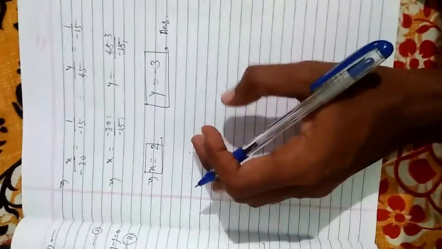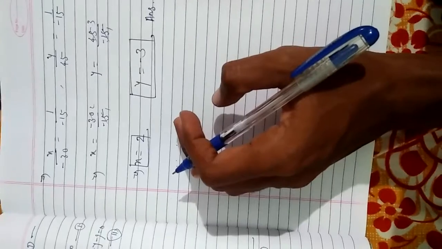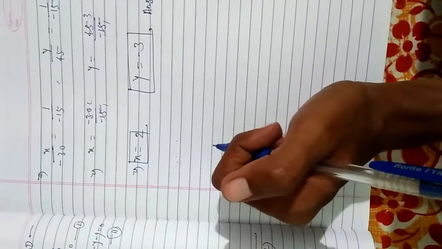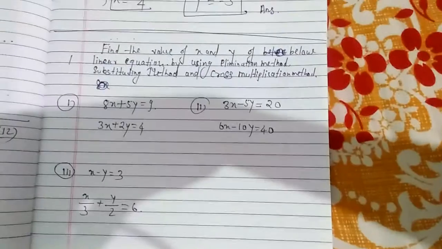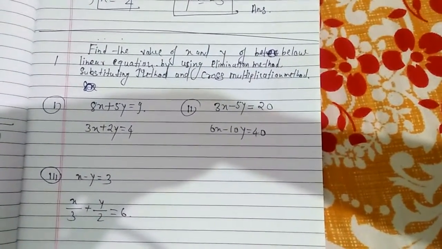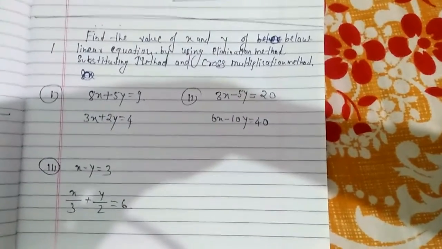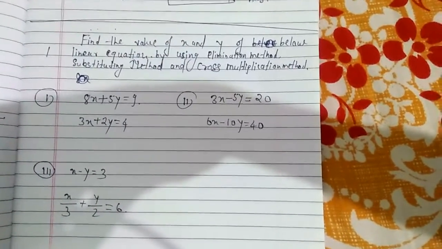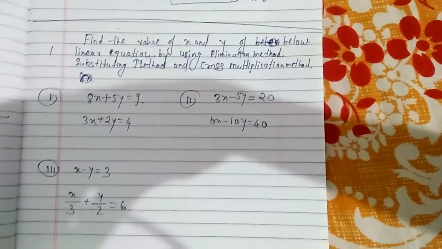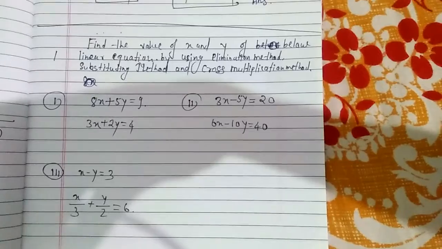Now I will give some questions for you to solve. This is homework for you. Here you have to find the value of x and y using all three methods, and try to solve each question by using the three methods, so your concept will be clear. Thank you.